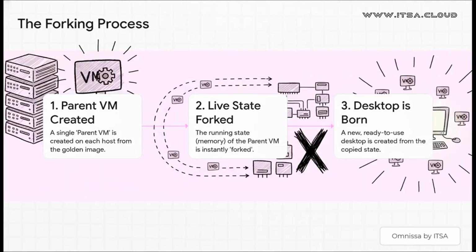So it really boils down to this super simple three-step process. First, the system creates a special running parent VM on each server host. Think of this as the master template. Then, when a user needs a desktop, the system instantly forks the live state, the memory, the running processes, all of it, from that parent. And boom, just like that, a new, ready-to-use desktop is born from that copy.